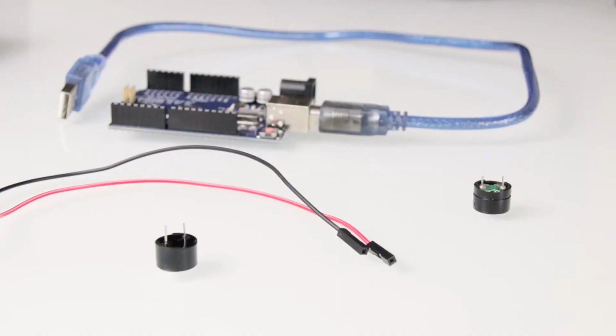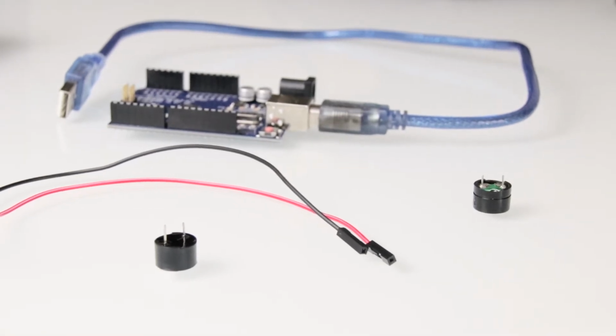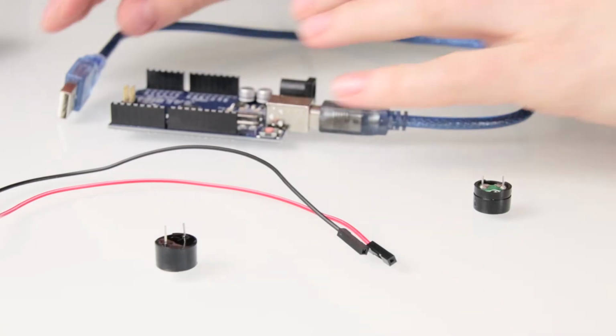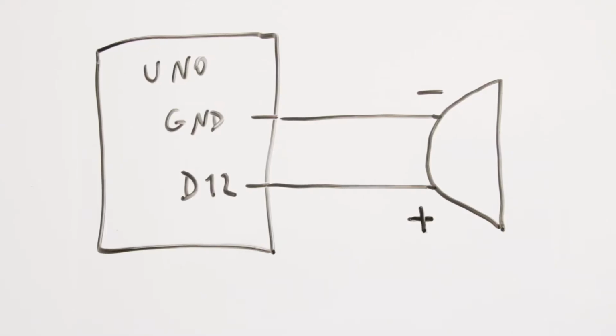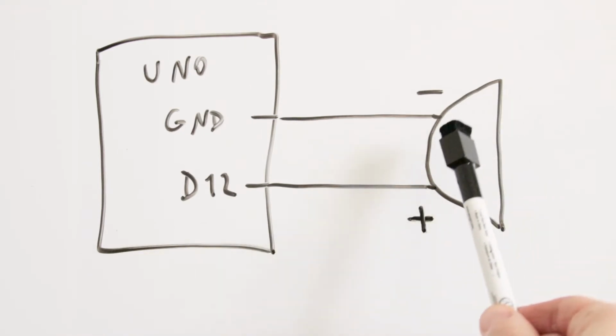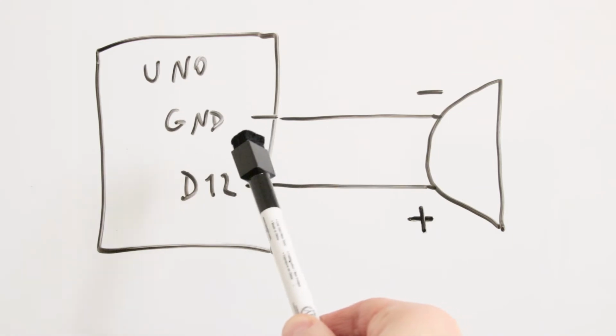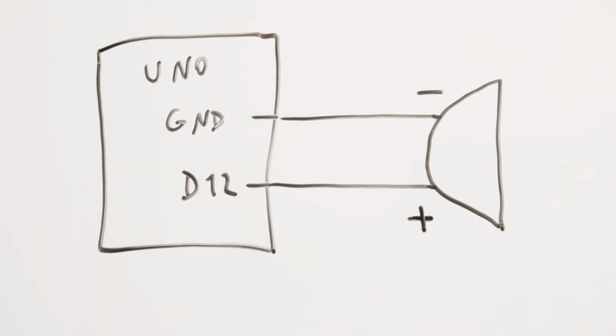The buzzer has two pins, one is positive and one is negative. The positive pin is marked by a plus symbol on both the top and bottom of the buzzer. This will be the common schematic for both the active and passive buzzer today. Pin D12 will connect to the positive lead of the buzzer. The negative lead of the buzzer will connect to the ground.